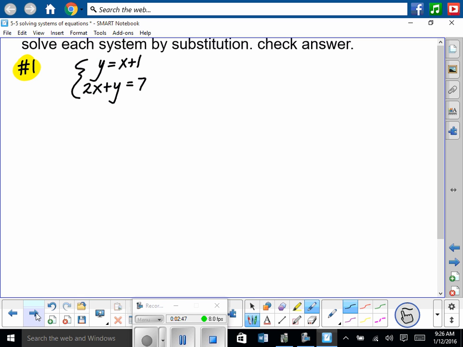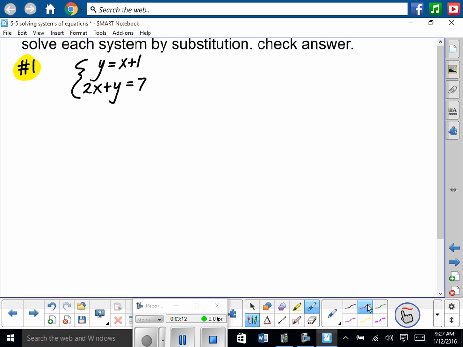So number 1, it says solve the system of equations by substitution. So once again, we're looking for the x and y values that make this statement true, that make these equal at the same time, which means where they intersect. So we're doing it by substitution. So substitution means you focus on one of the 2 functions, you take that function and substitute it into the other function wherever there's that variable.